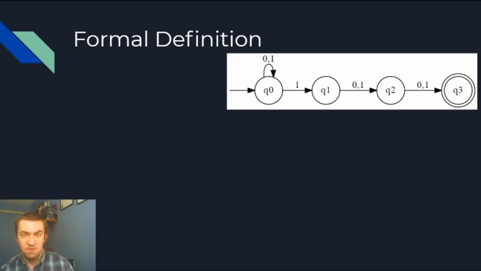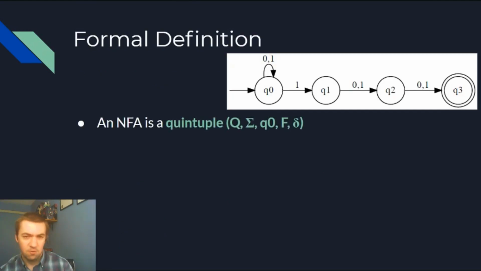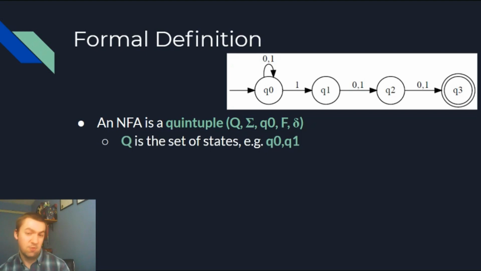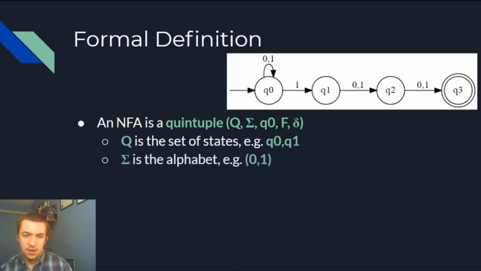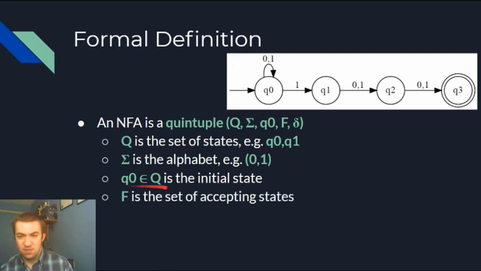Let's go over the formal definition of an NFA. So an NFA is a quintuple, just like a DFSA or DFA, with 5 components. First off, just like before, Q is a set of states, so Q1, Q0, Q2, Q3. Sigma is the alphabet, so 0, 1 for something that accepts only binary. Q0, or S if you prefer, is the initial state where you're starting out, and it is part of the set of states. F is the set of accepting states, so in this example here, that's just Q3, and it has the double circle around it.